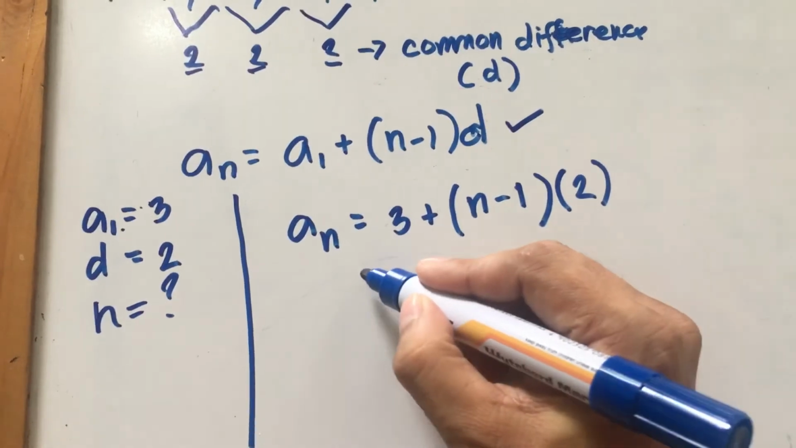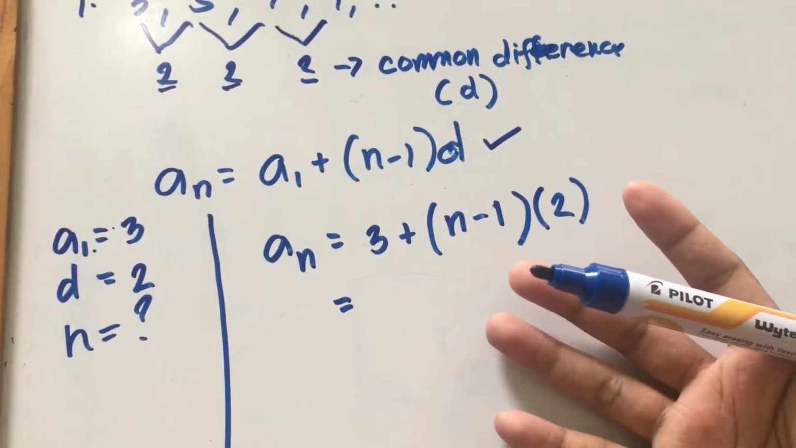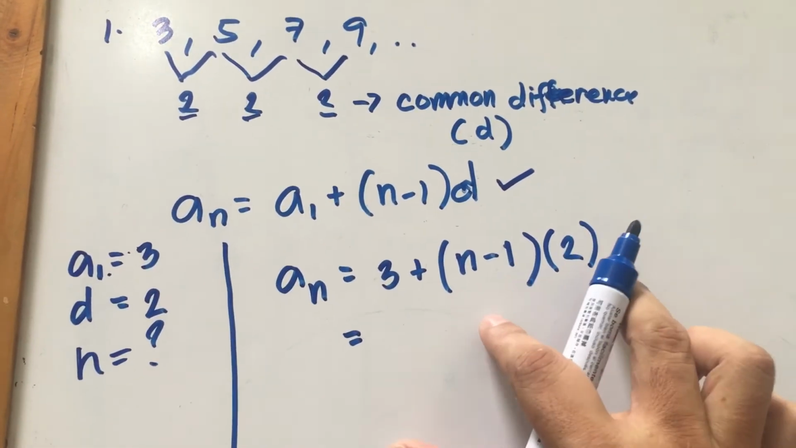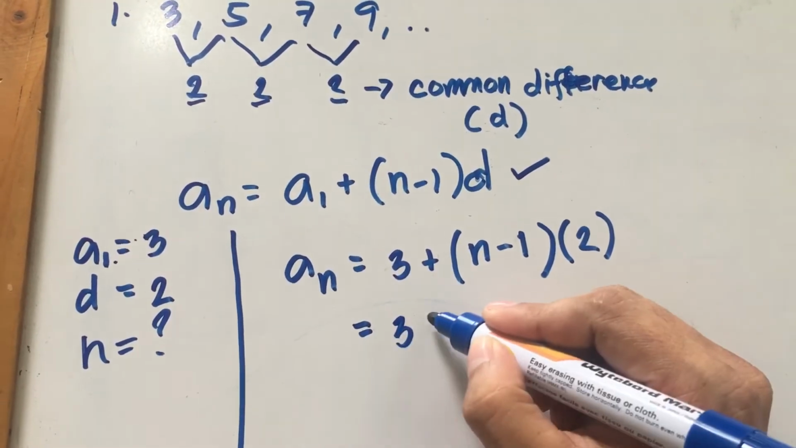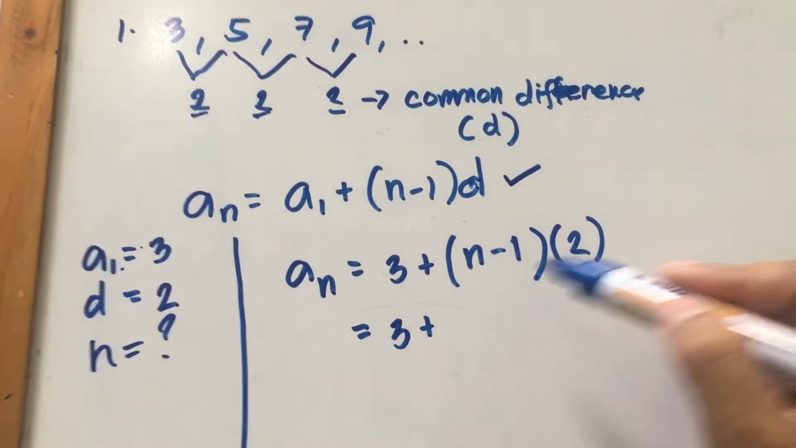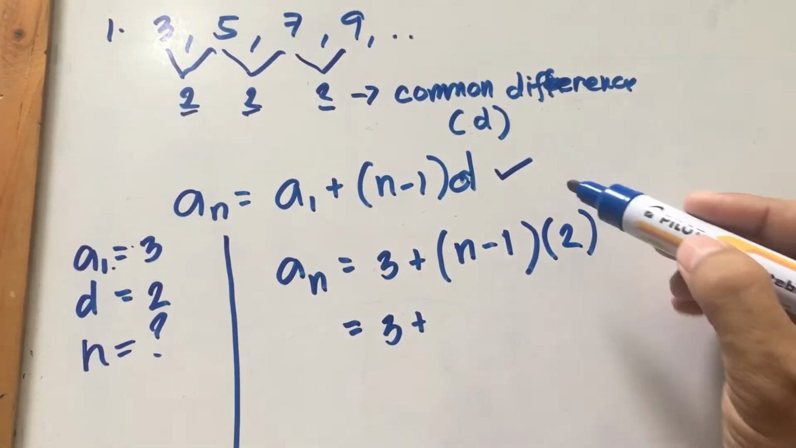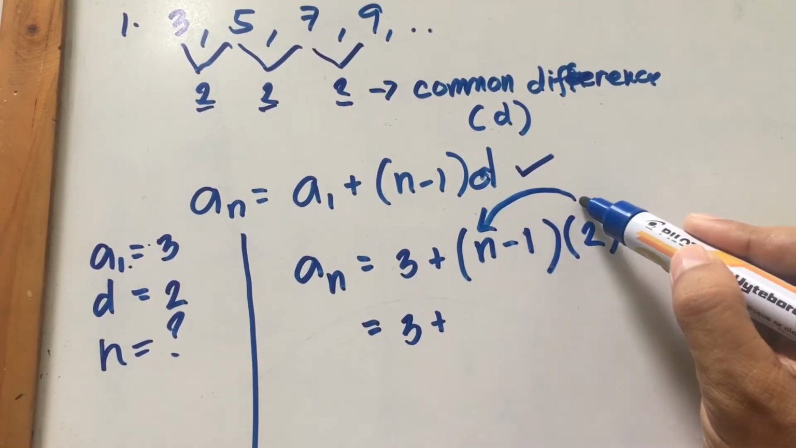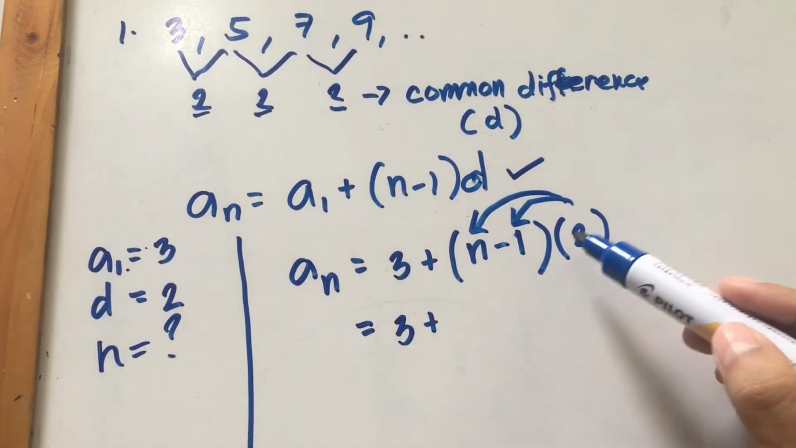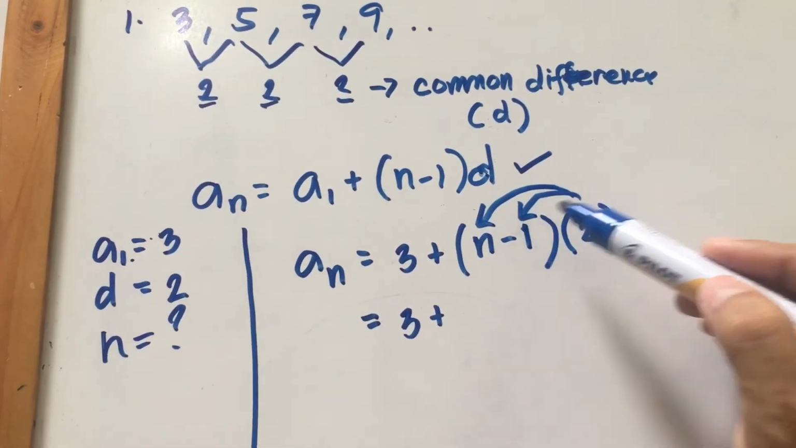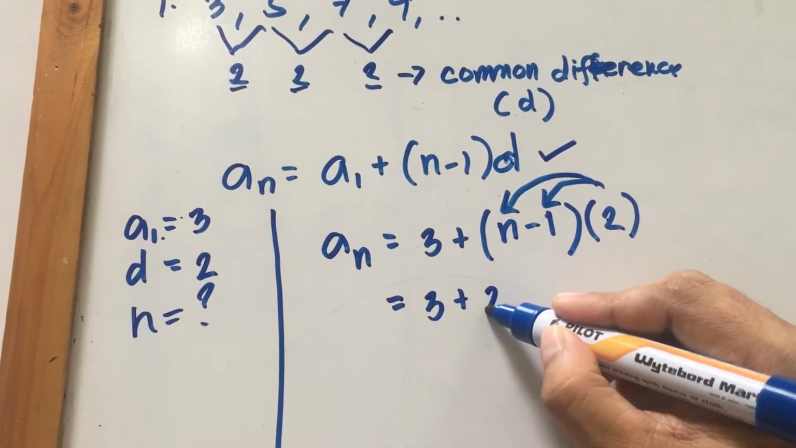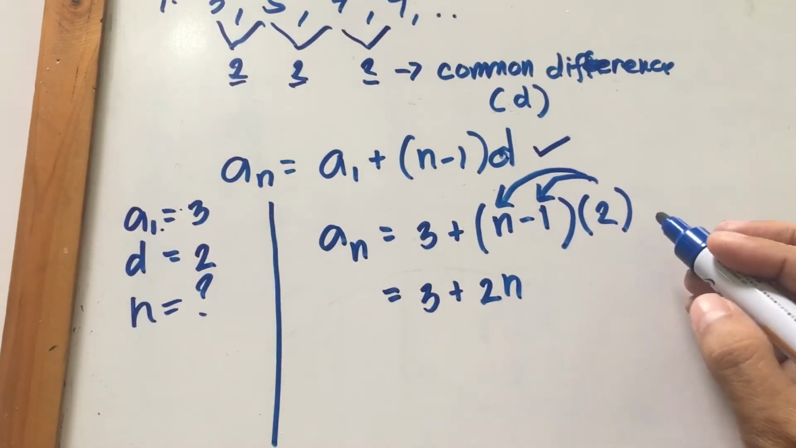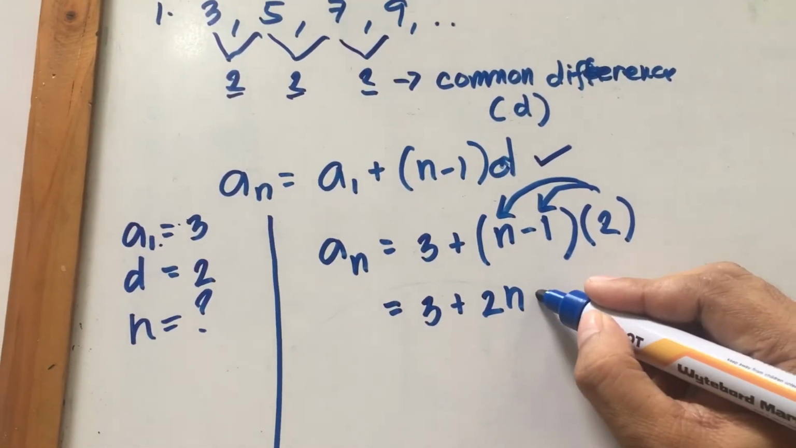Okay, so at this point, we just need to simplify. From the PEMDAS rule, we need to solve first the parentheses. Okay, copy 3 plus, since they are both parentheses, it indicates multiplication. So if there is a multiplication, you just simply distribute each term or number to each term. We just simply multiply 2 to each term. So that is 2 times n, that becomes 2n. 2 times negative 1, or minus 1, it becomes minus 2.